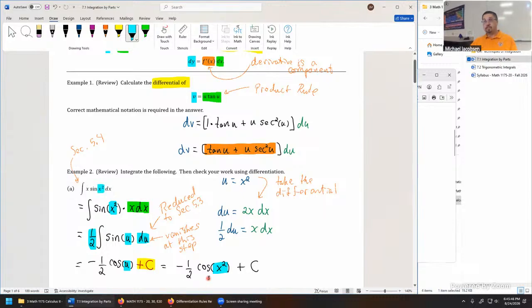Now, if you check the answer by differentiation, you're using the chain rule, you'll get back x sine x squared. Well, we did it, folks. That's our first antiderivative for the day. When you go to format your answers, say for homework, for exams, it's okay to leave it just like this.